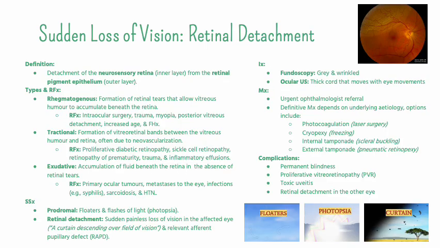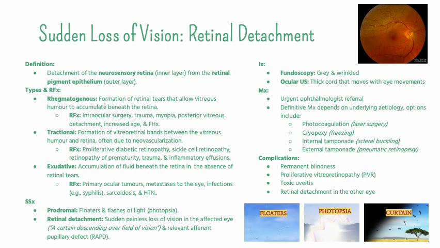Retinal detachment is one of the main ophthal conditions you should take away. The buzzword for this is if a patient describes a curtain covering their visual field, main word being curtain. The definition is the detachment of the neurosensory retina from the retinal pigment epithelium. There are three main types, categorized under two main categories, being rhegmatogenous and non-rhegmatogenous.